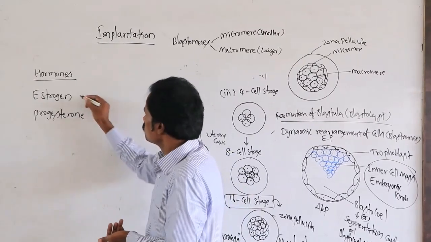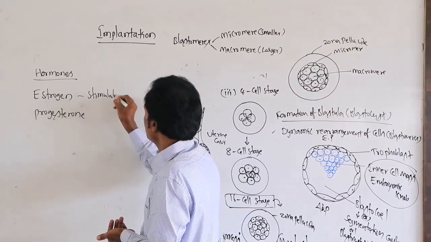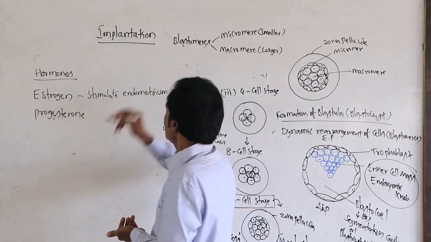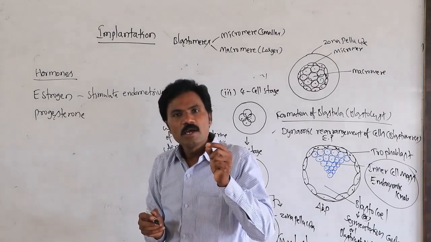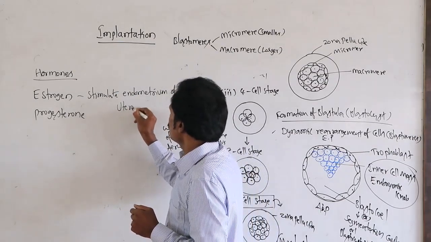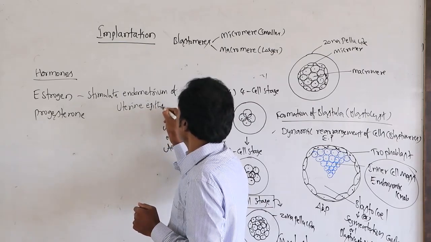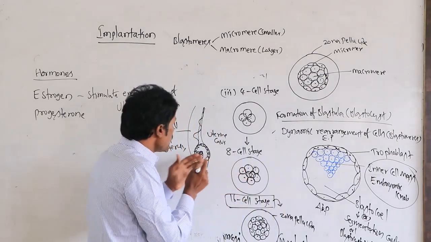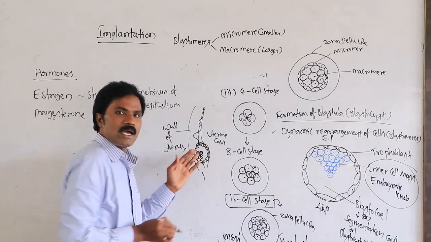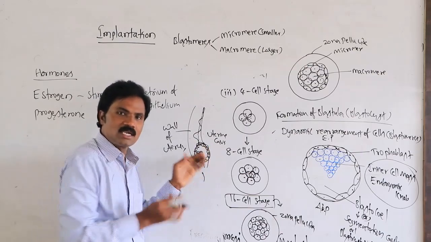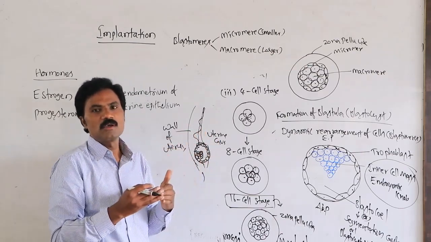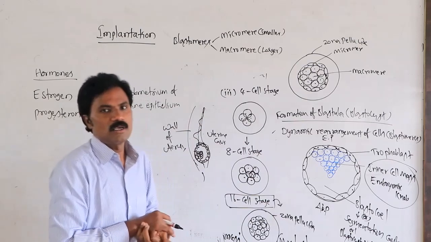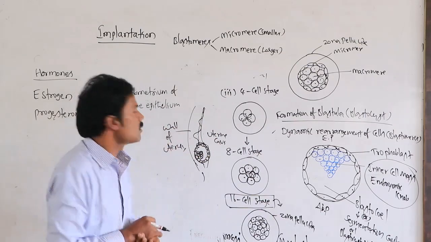Estrogen stimulates the endometrium, the uterine epithelium. Whenever it stimulates the uterine epithelium, then it is ready for the formation of what I have written, the decidual cell reaction. It binds towards this one. It stimulates the formation of this one, for the attachment of the blastocyst.